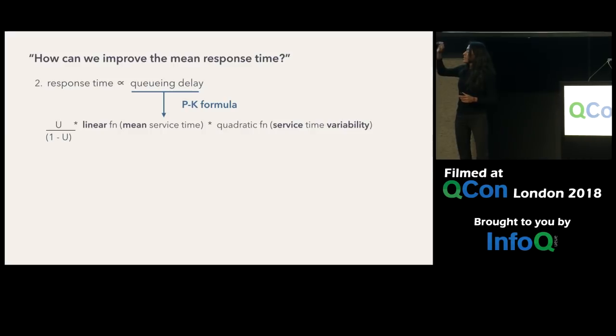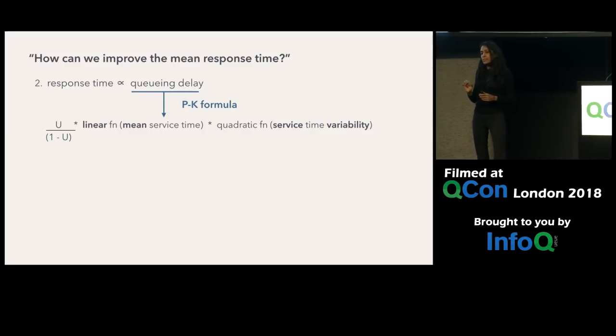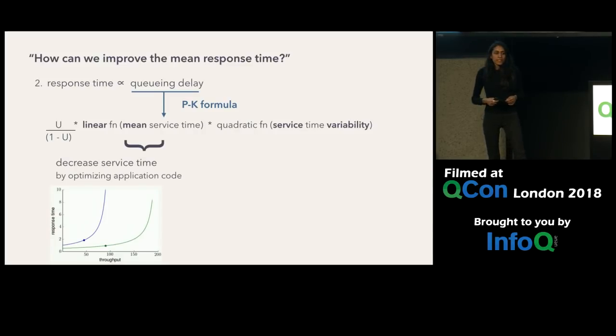It tells us that queuing delay has a linear dependency on the average service time. What does that mean? Well, we can spend some time decreasing service time. We can optimize our application code, our request handling code. And you see that in the graph, the green graph. You see that it hockey sticks much later than the original graph, which is the blue line.